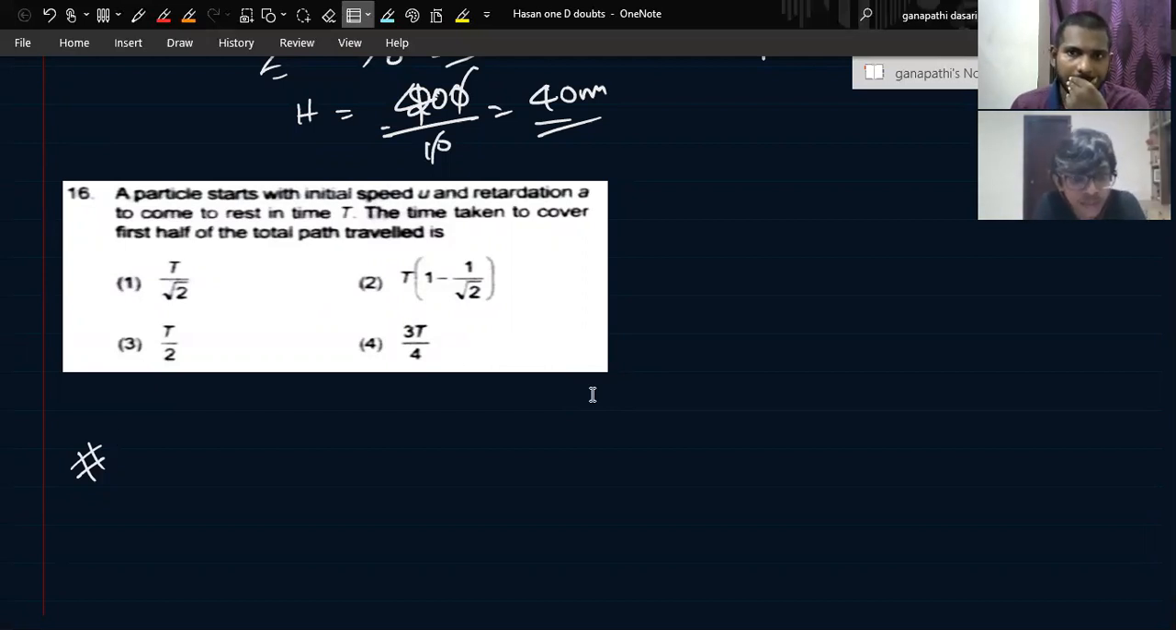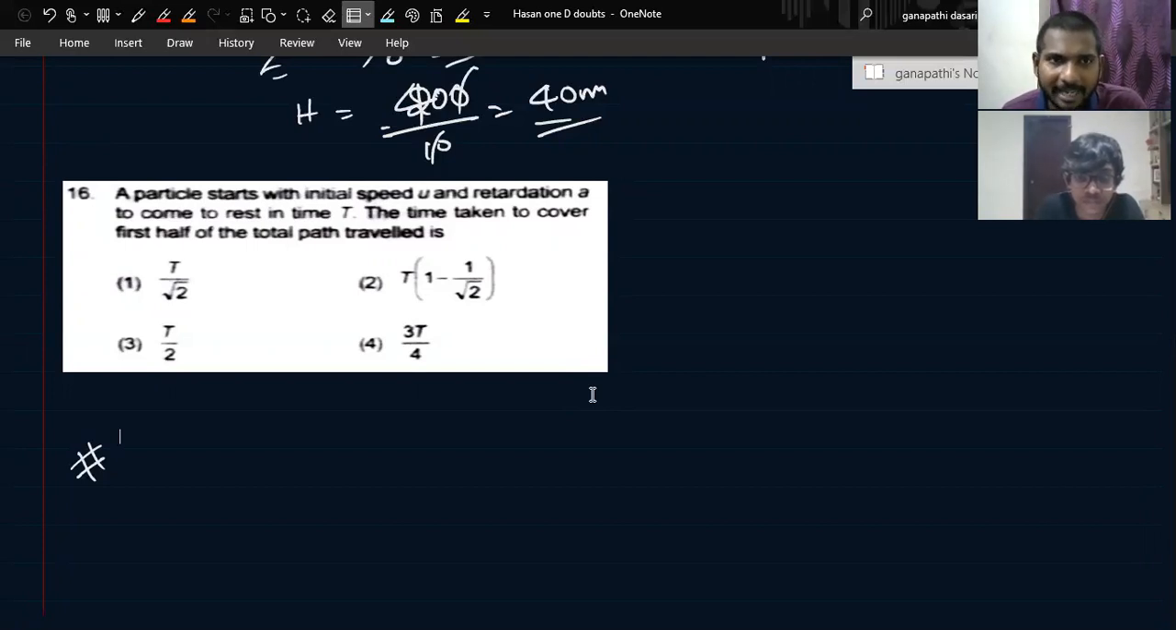There's a path. The particle starts at initial velocity and goes on decelerating and comes to rest at time t. This question is a bit tough, to find the time taken to cover the first half, but actually the concept involved in it is very important. I'll explain to you, but just try to understand the question on your part.